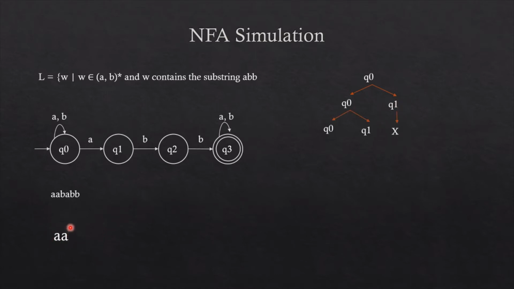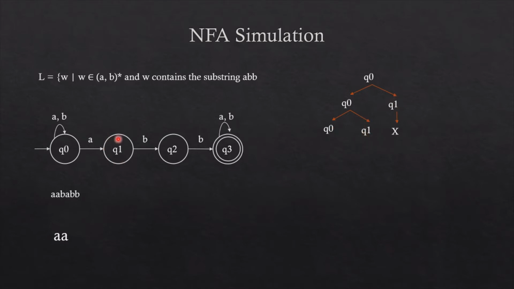On seeing the second symbol, which is another A, we have to consider transitions from all the states that it reached from Q0. So from Q0, we saw the first A, we went to Q0 and Q1. Now the second symbol is A, we have to consider transitions on A from Q0 and from Q1. So from Q0 on seeing A, it stays on Q0 and another one goes to Q1.